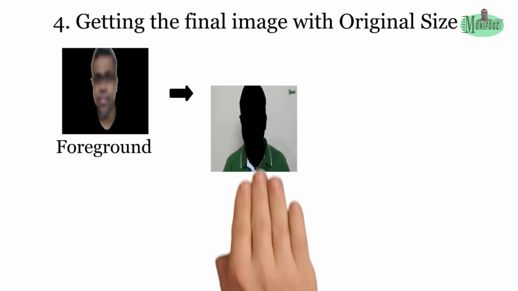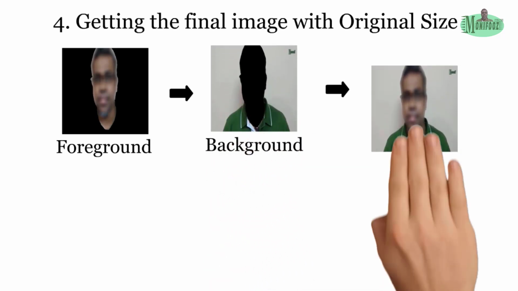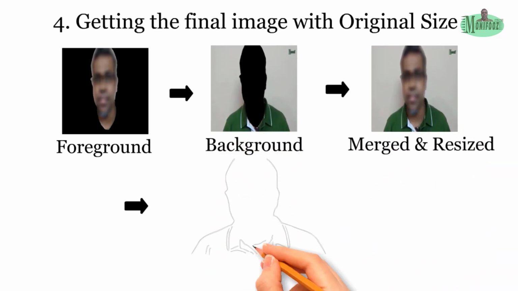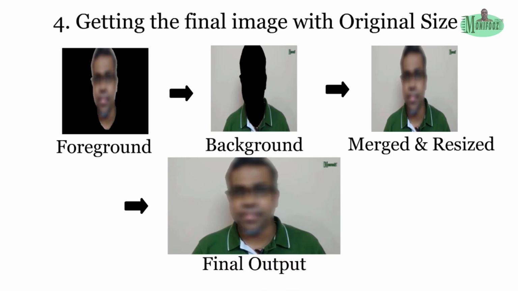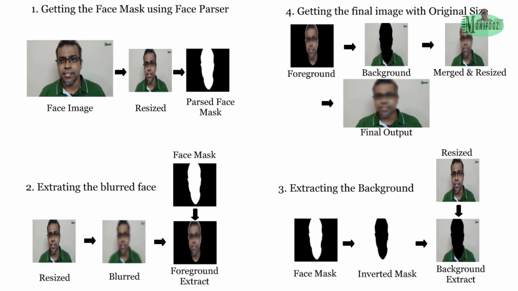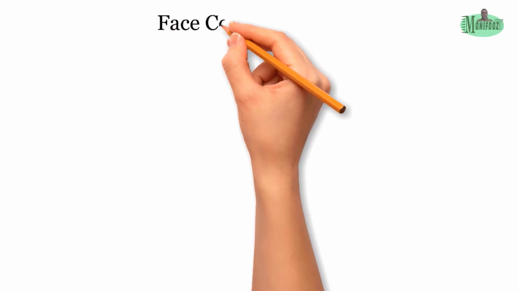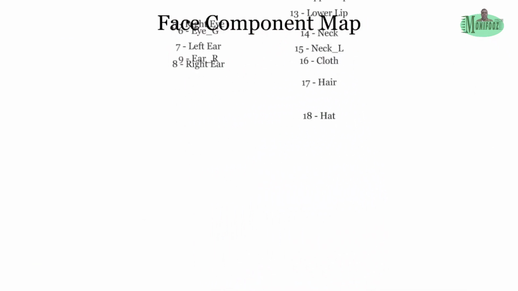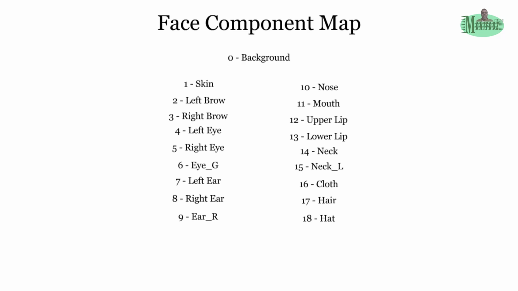The last step is to get the final image with the original size. We merge the foreground and background, and then resize back to get the final output image. This is the entire flow as shown here. This is the annotation map for all the face components. BiSeNet provides the output as a 512 by 512 grayscale image. Each value in a pixel represents a face component.